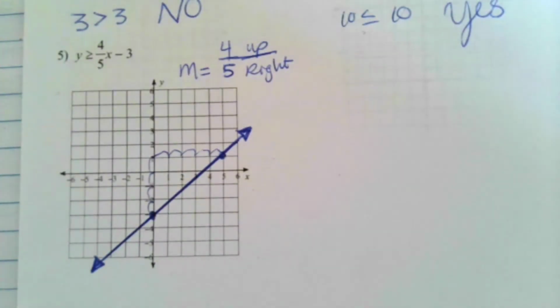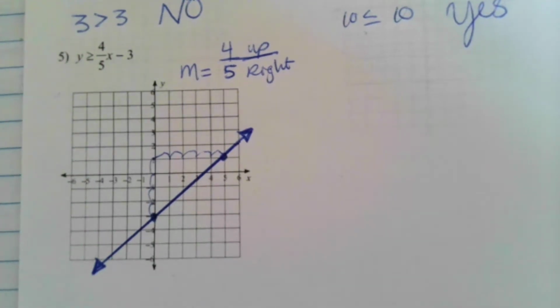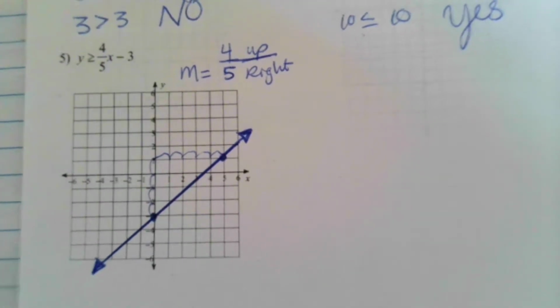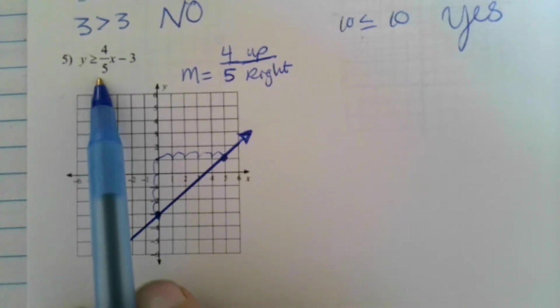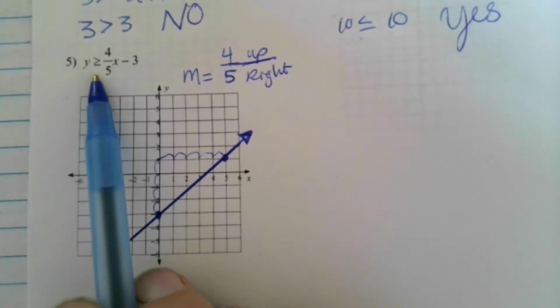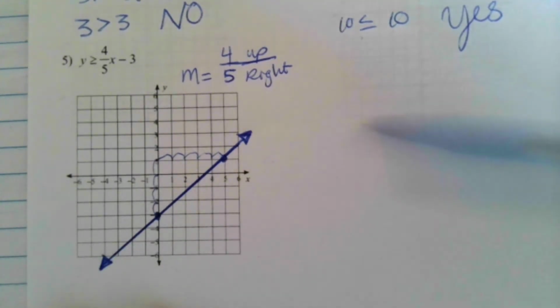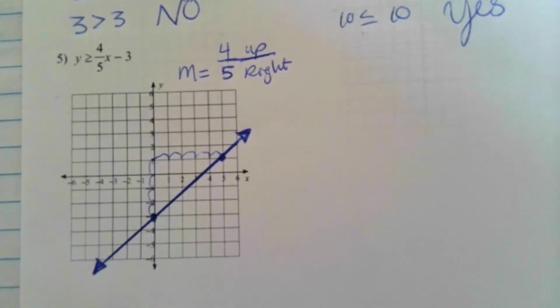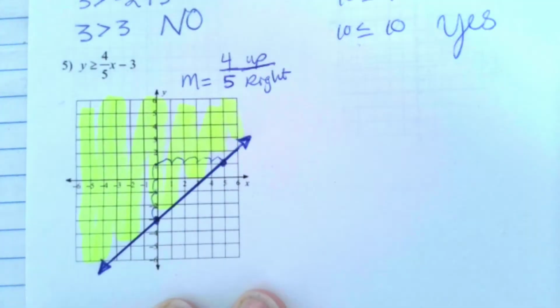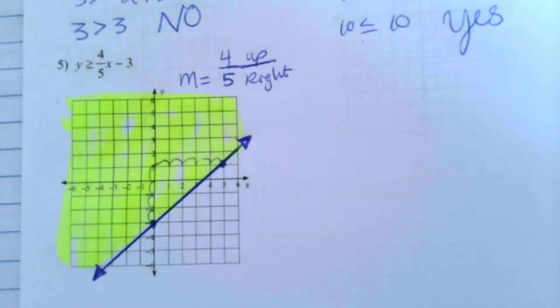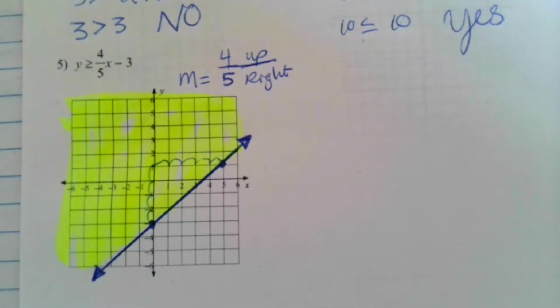Okay? Now, we're not done. We graphed the line, but we haven't graphed the inequality. So this is not an equal sign, right? It's greater than or equal to. So greater than, do you think we're going to shade above or below? Above. I'm going to pull out a highlighter for this. Every single point that's above that line and even on the line counts.